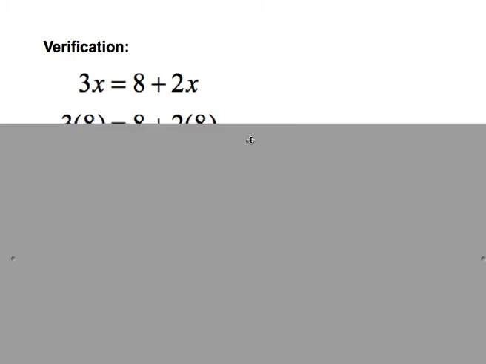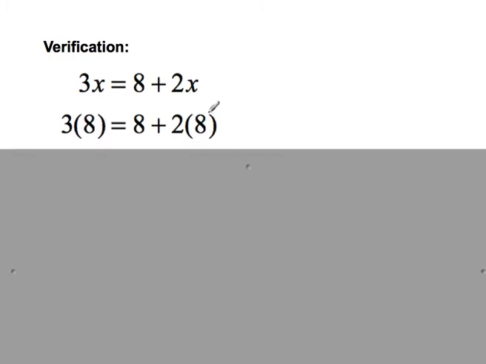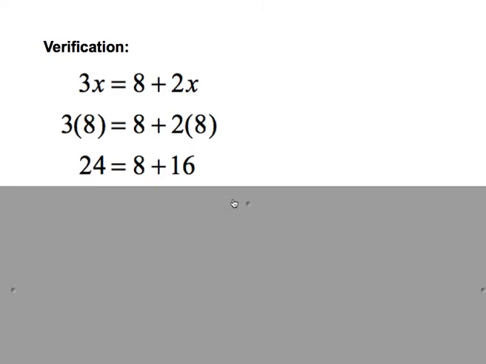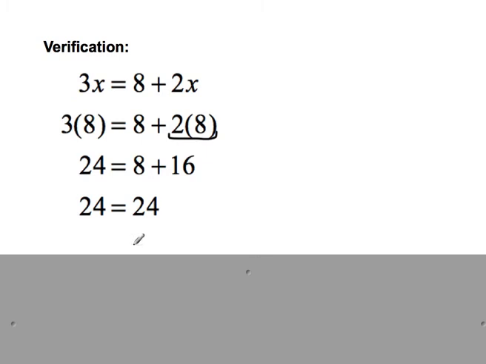My verification, once I know that my x is equal to 8, wherever I see an x, I replace it by 8. So here, x is equal to 8, I get 3 times 8 is 24. Here, I have x is equal to 8, so I have 8 plus 2 times 8. I have to do my order of operations, so I do the 2 times the 8 first to give me 16, and I get 24 is equal to 24. I know my solution is correct.